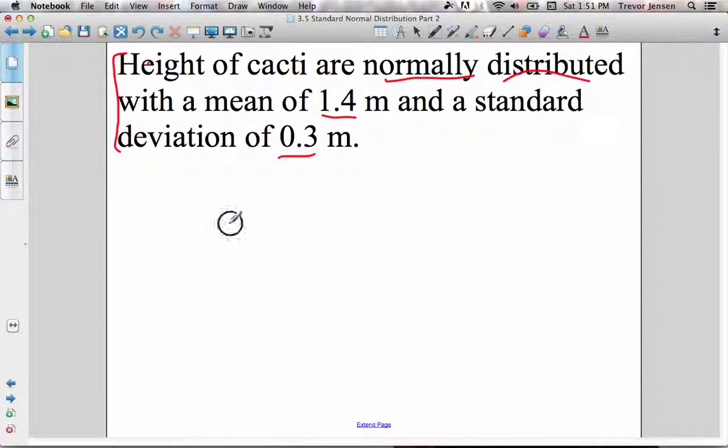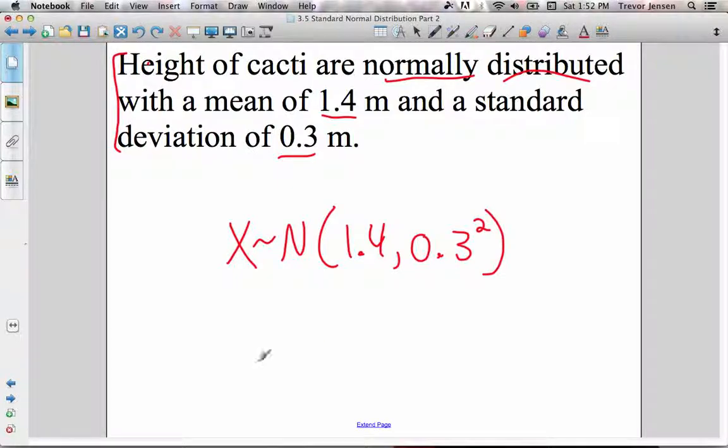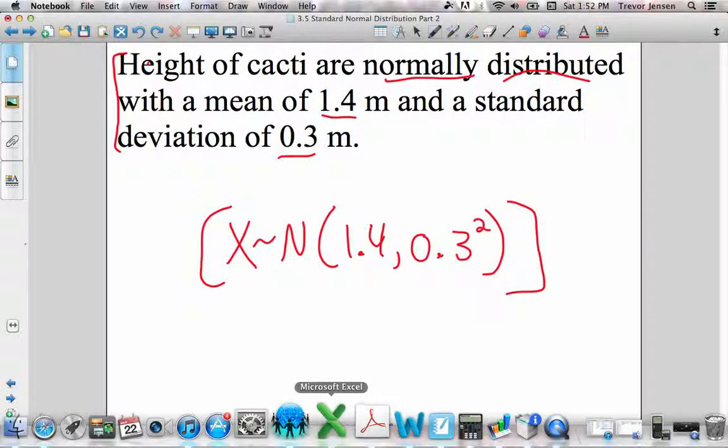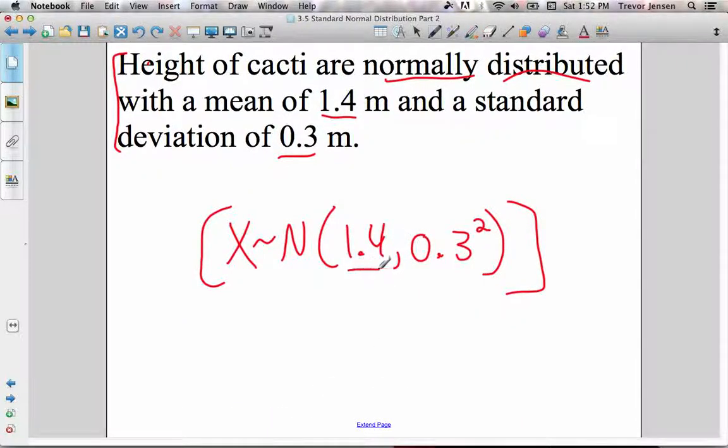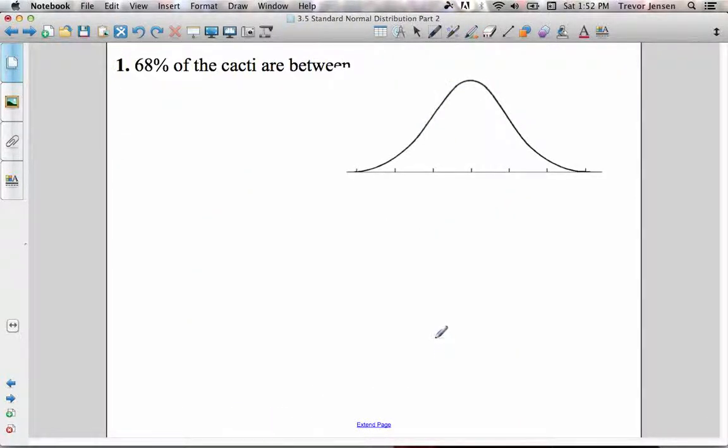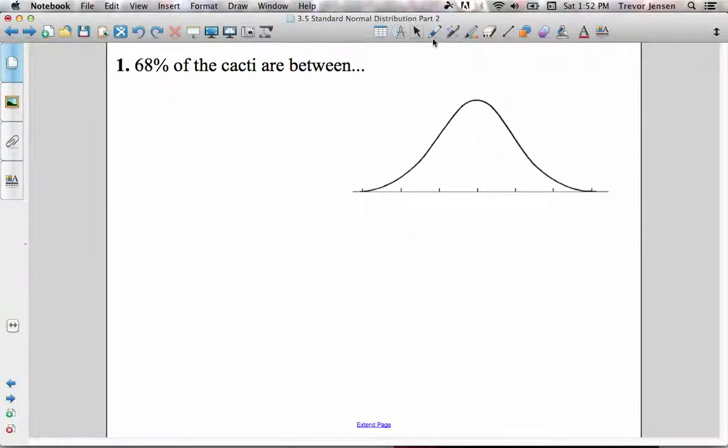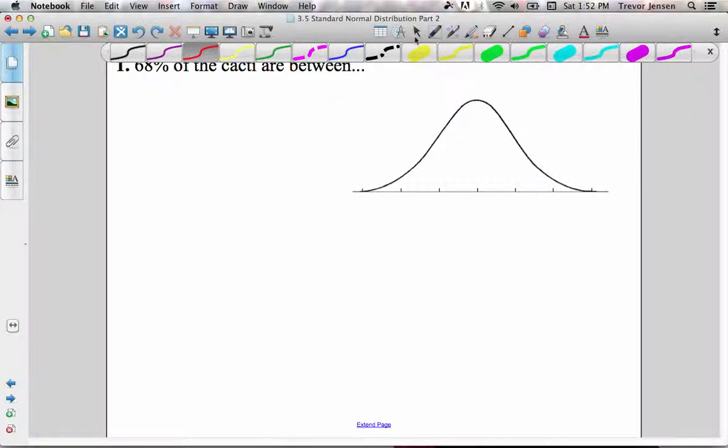So how I write this is, I write the data forms a normal distribution that has a mean of 1.4 and a standard deviation of 0.3. And it's standard to write the standard deviation squared when we're writing it in the normal distribution notation. So this is going to be our set of data for all of the questions. Normal distribution with a mean of 1.4, standard deviation of 0.3. So keeping that in mind, 68% of the cacti would be between which two heights?